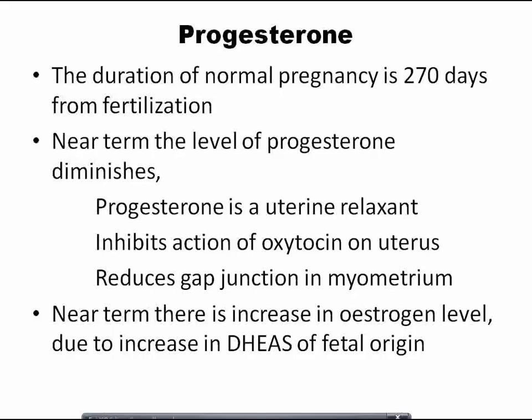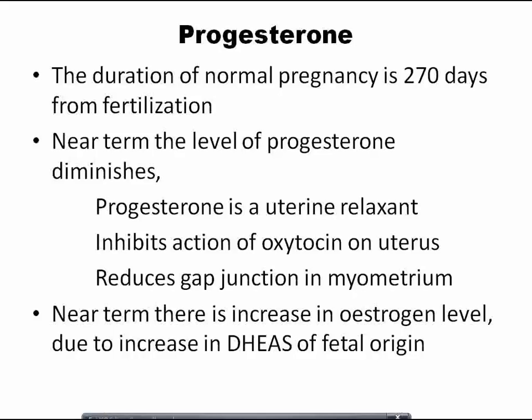So coming to this, the normal duration of pregnancy is 270 days from the day of fertilization. Near term, the level of progesterone diminishes. The usual function of progesterone is that it is a uterine relaxant. It inhibits the action of oxytocin on the uterus and it reduces gap junctions in the myometrium. Now, what are these gap junctions? At least you must remember, in cardiac muscle you have read about gap junctions. They help to transmit information faster. So this is reduced in the case of progesterone.